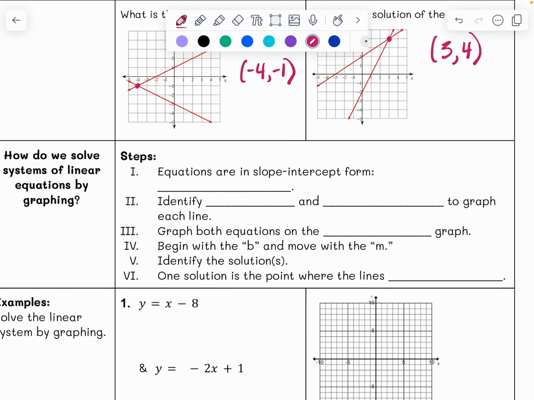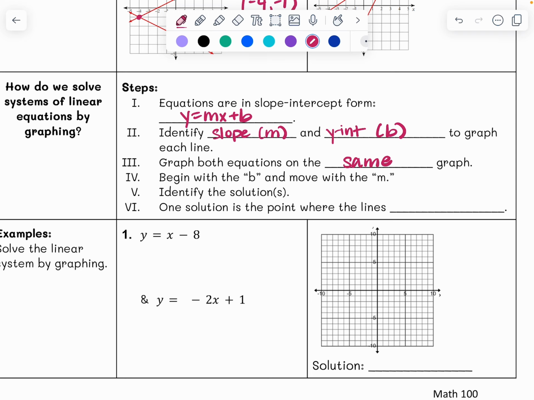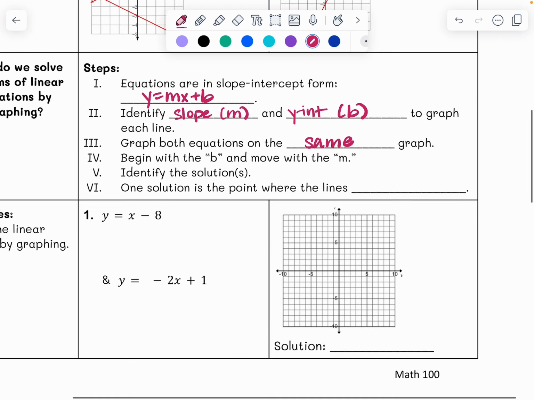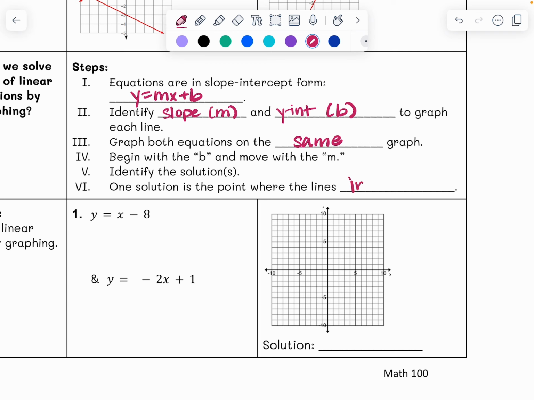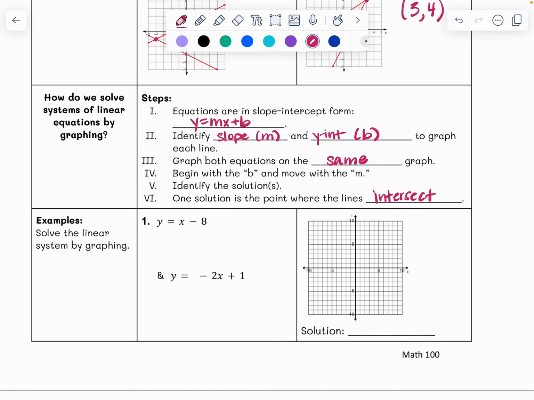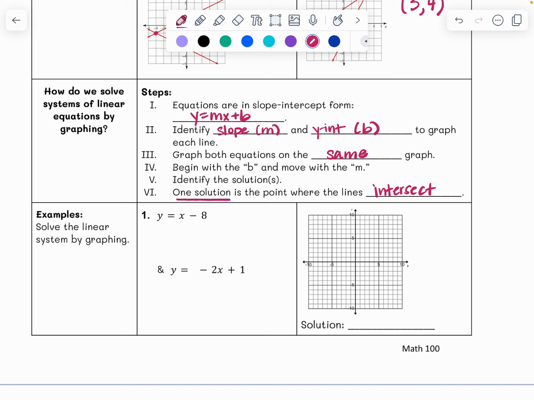So how do we solve by graphing? We need to make sure that the equations are in slope-intercept form, which is y equals mx plus b. Identify the slope and the y-intercept. Graph both equations on the same graph. Begin with b and move with the m. Identify the solution. One solution is the point where the lines intersect. So all of the systems we're looking at today will have one solution. Tomorrow we will be looking at different types of solutions.